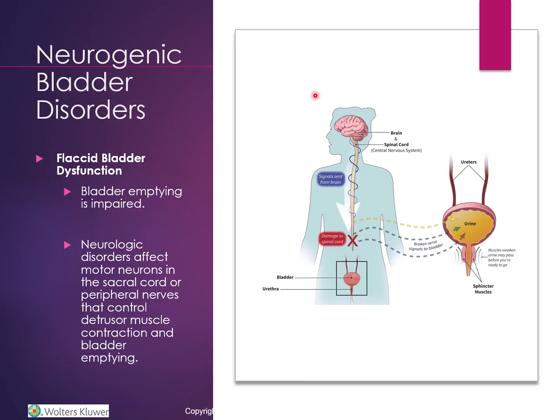The other major category of neurogenic bladder disorders is flaccid bladder dysfunction. This is when the bladder cannot empty. So these are usually seen in neurologic disorders that affect motor neurons in the sacral cord or peripheral nerves that control detrusor muscle contraction and bladder emptying. You can see that in my picture here. I've got the brain and spinal cord, everything is intact all the way down. But now we've got a lesion right here, in those motor neurons in the sacral cord itself.